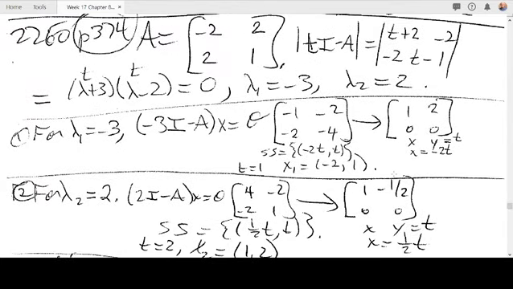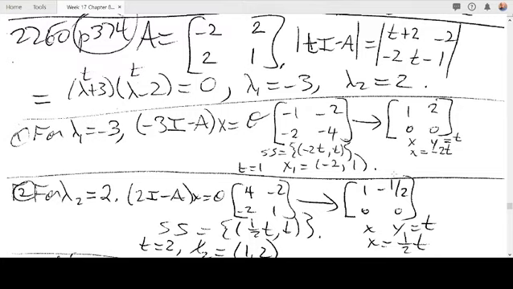Now here's an example. Let's look at the 2 by 2 matrix A equals negative 2, 2, 2, 1. So first find the characteristic polynomial p sub A. Take the determinant of tI minus A and find the two eigenvalues. They're negative 3 and 2.